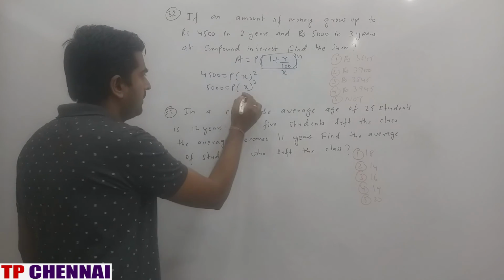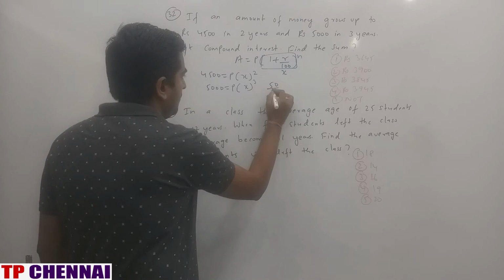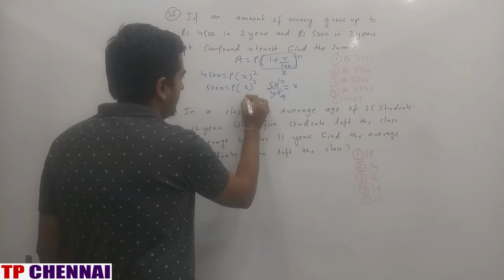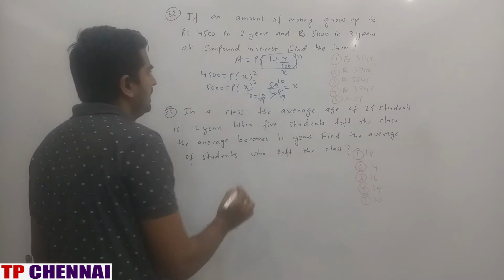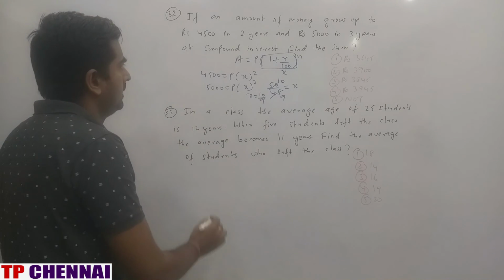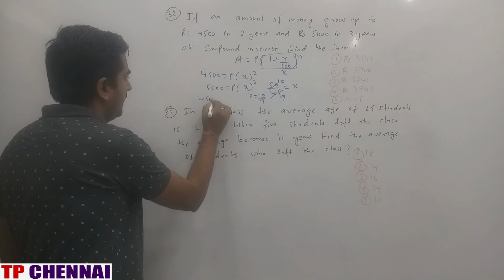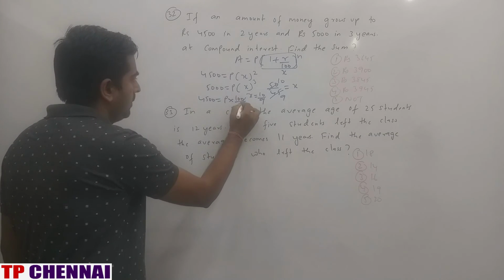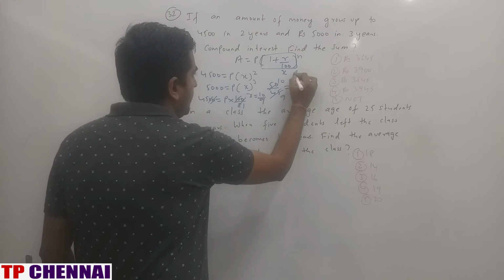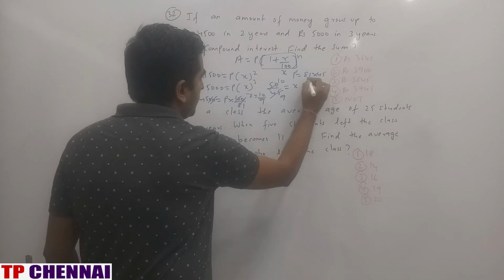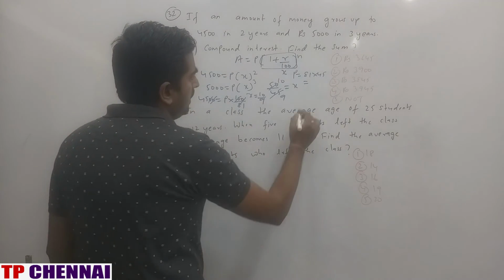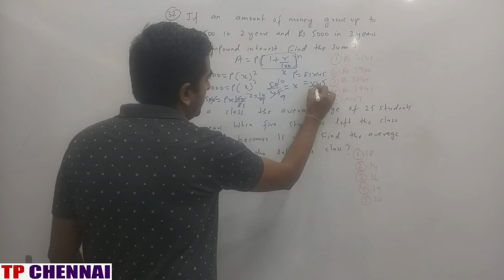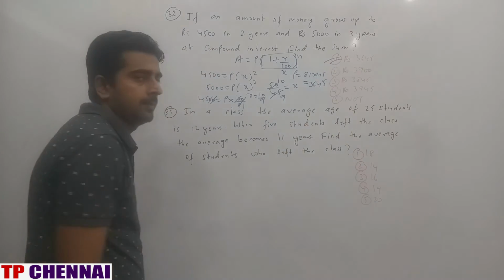Now I am dividing second by first. So 50 by 45 is equal to x. 5 9s are 45, 5 10s are 50. x is equal to 10 by 9. Now I am just substituting here. So 4500 is equal to P into 100 by 81, the zeros are gone. So P is equal to 81 into 45. So this is how much? 5, 4, 3, 6. 3645 is the answer.